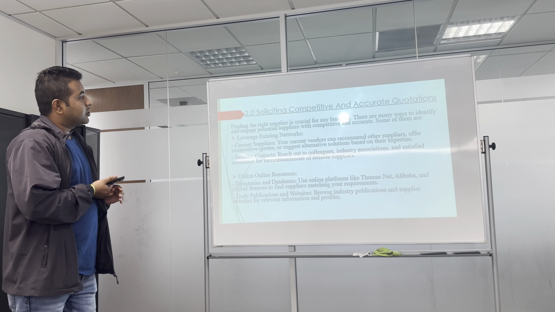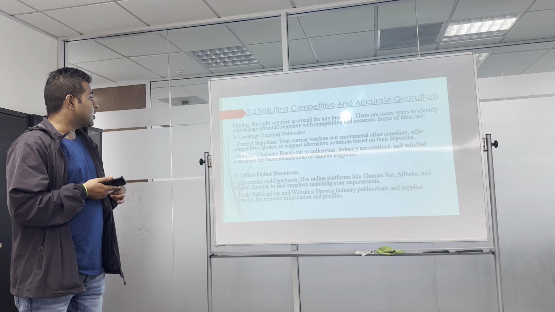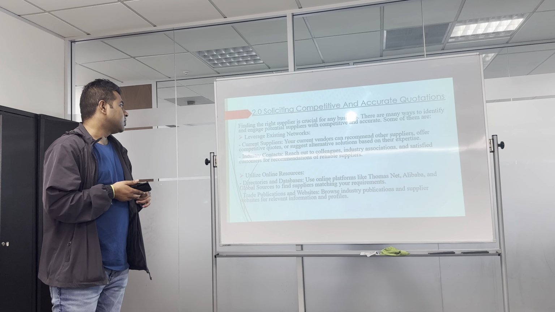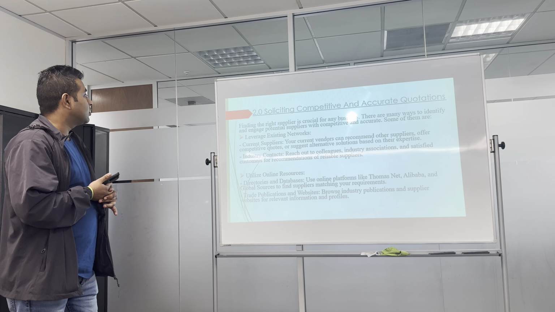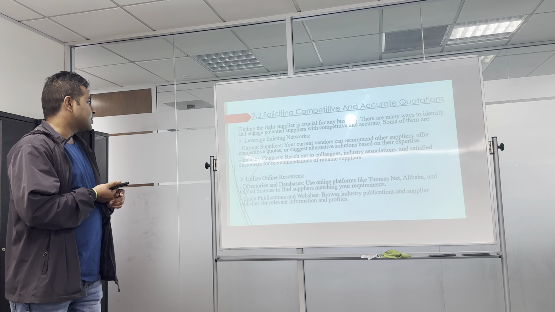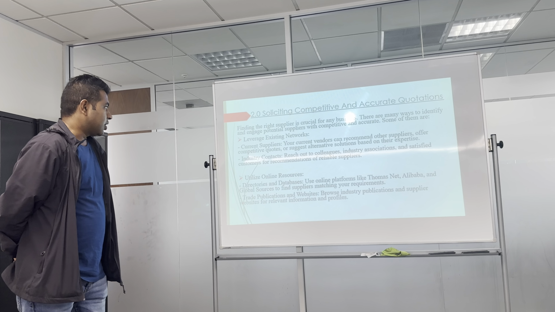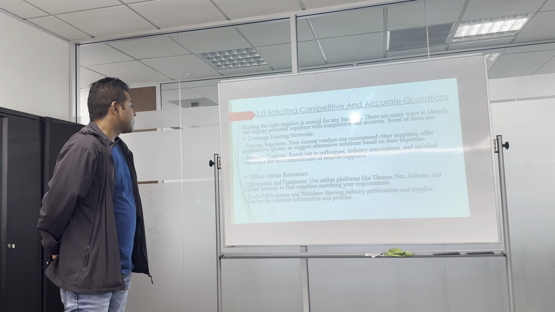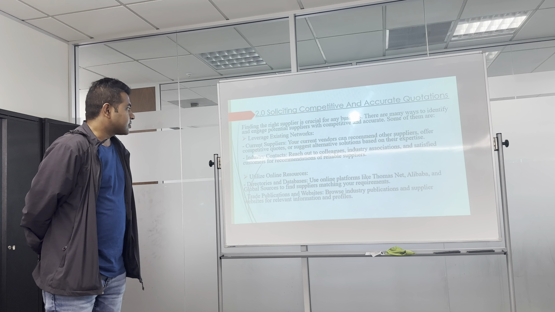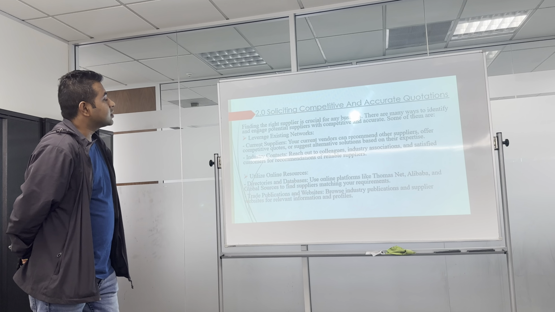Soliciting competitive and accurate quotation. Finding the right supplier is crucial for any business. There are many ways to identify and engage potential suppliers with competitive and accurate quotes. Some of them are: leverage existing network. Current suppliers. Your current vendors can recommend other suppliers, offer competitive quotes or suggest alternative solutions based on their expertise. Industry contacts. Reach out to colleagues, industry associations and satisfied customers for recommendations of reliable suppliers.